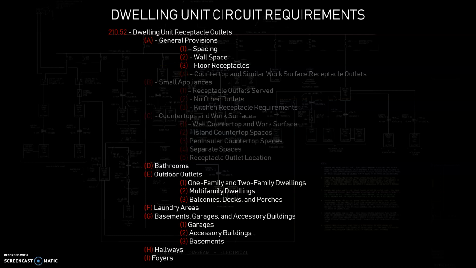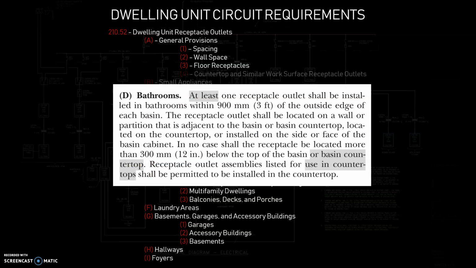Okay. So we're going to skip these next couple and jump down here to 210.52(D), bathrooms. They don't have a lot to say. They keep it pretty simple, but at least one shall be installed within 3 foot of the outside edge of each basin. Each basin, so you might have 2 sinks. You better have one within 3 feet of either one.